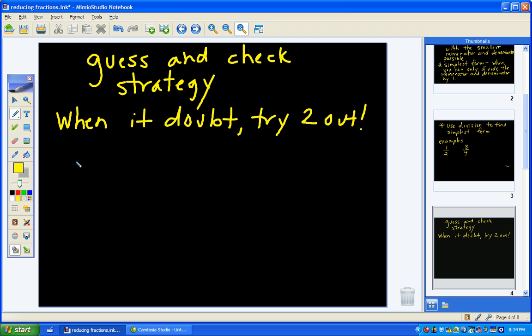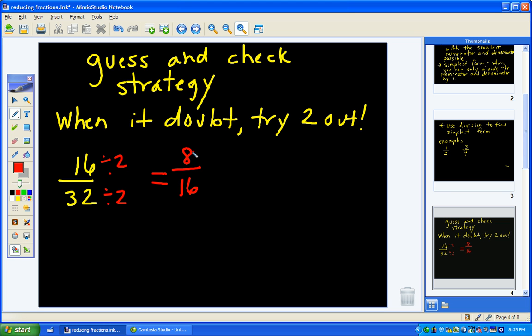Alright, so let's look at this fraction, 16/32. I am going to pretend I don't know what both of them are divisible by, so I'm going to start by dividing them both by 2. That's that little saying, when in doubt, try 2 out. So I'm trying to make an equivalent fraction that's in simplest form. 16 divided by 2 is 8. 32 divided by 2 is 16.